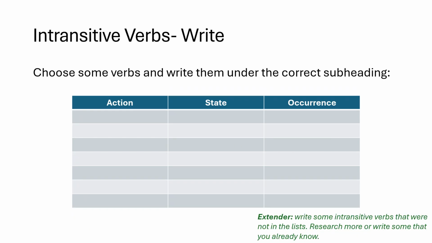Choose some of the verbs that we learnt about and write them under the correct subheading. So action verbs in the first column, state verbs in the second column, and occurrence verbs in the third column. There is an extender for anybody who would like to challenge themselves. Write some intransitive verbs that were not in the lists. Research more or write some that you already know.